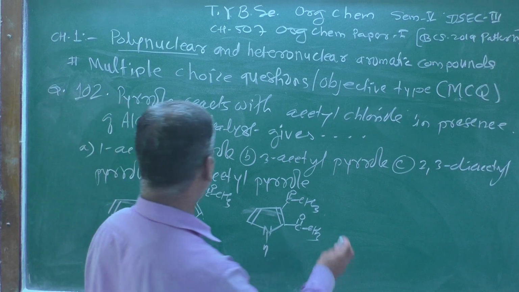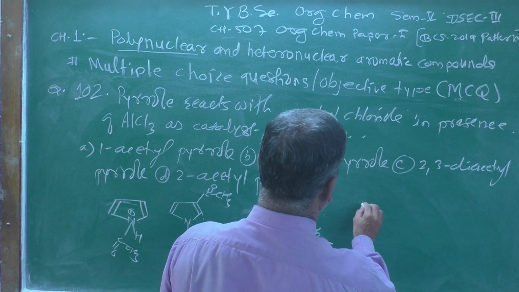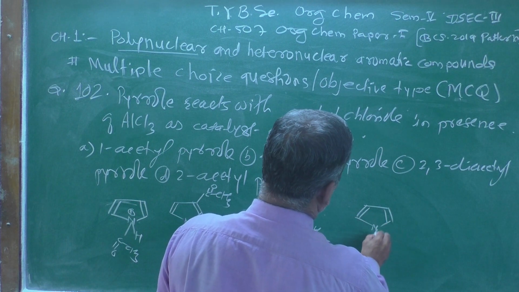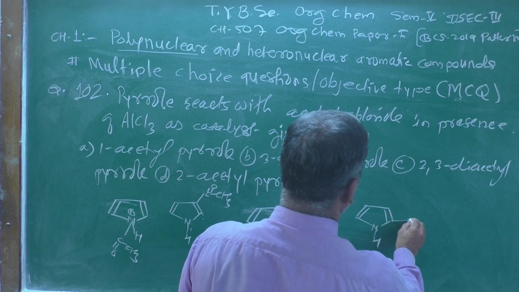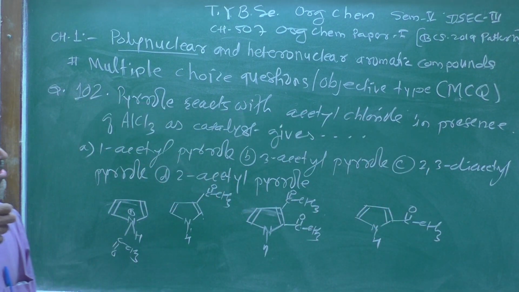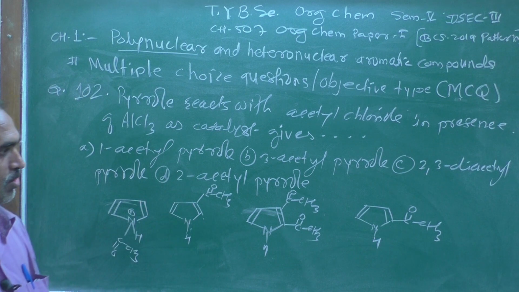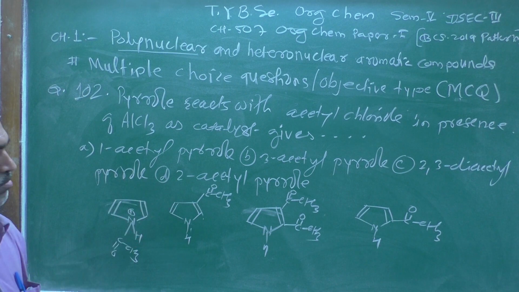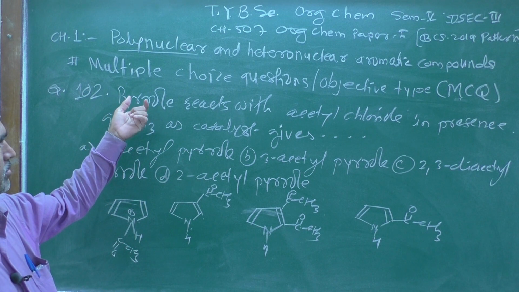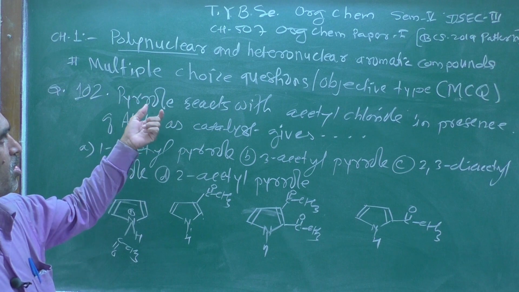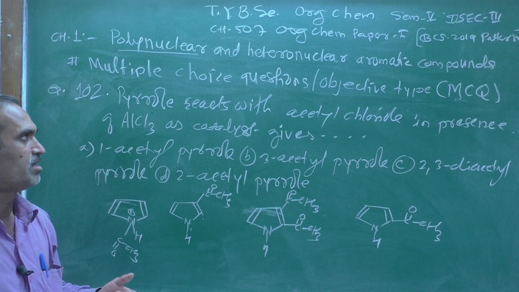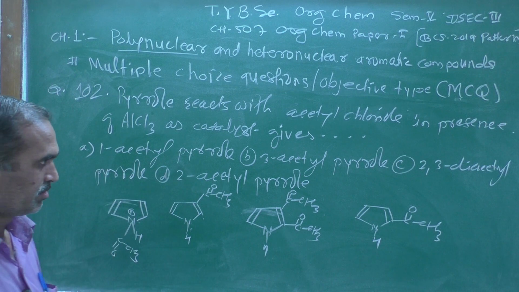Now 2-acetyl pyrrole means NH, where at 2 position an acetyl group is attached. So the 4 structures are already represented on the blackboard, and if you remember, the reaction of pyrrole with acetyl chloride in presence of AlCl3 as a catalyst gives the product.